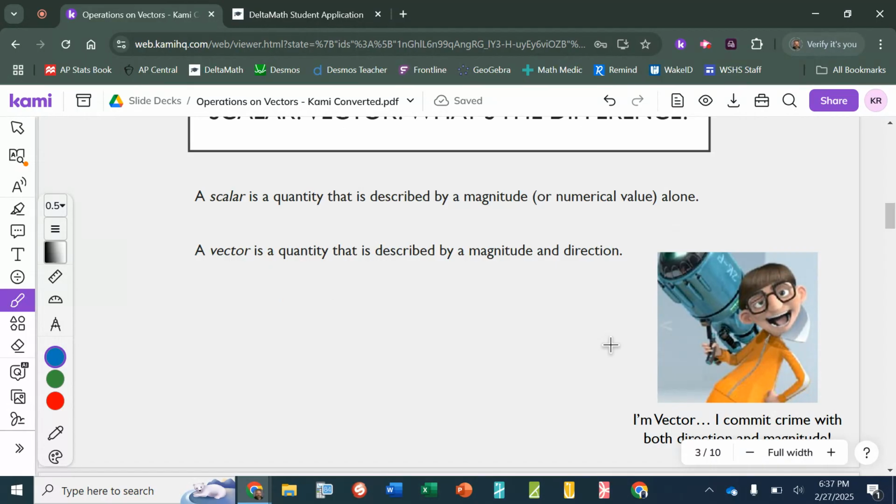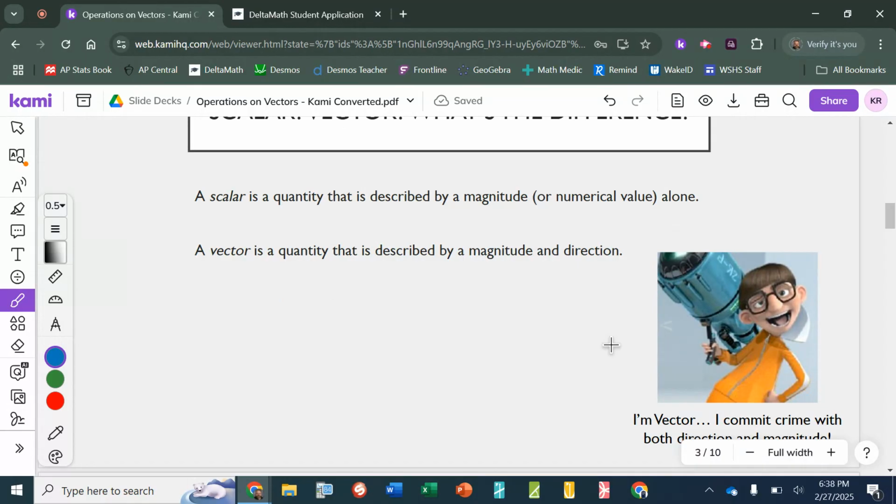So a scalar is a quantity that is described by magnitude or numerical value alone. And so really this is just a number. For instance, like 3 or 1/7 or 15. These are all scalar values. They just have a magnitude.